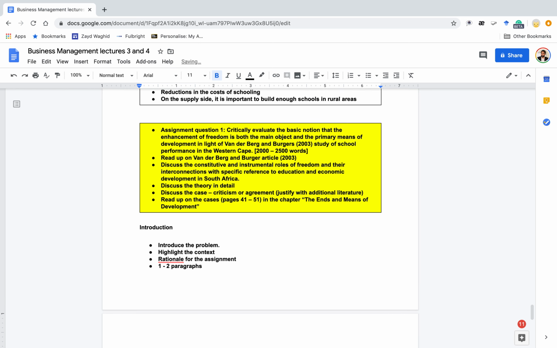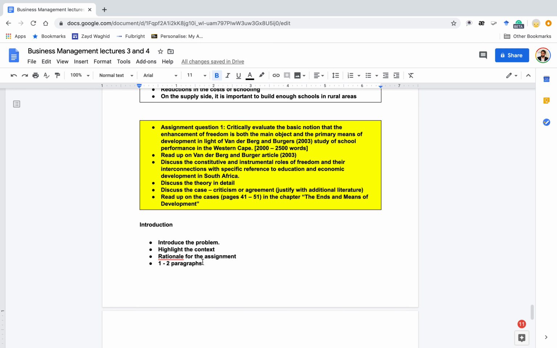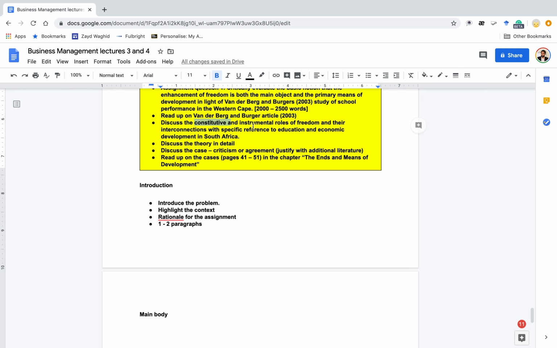And the main body would constitute the actual discussion of the constitutive and instrumental roles of freedom. So for a heading, you can have it as such. So that would be a heading. And then you obviously produce your theory. And then you need to provide a critical discussion on the specific case that you were required to read.